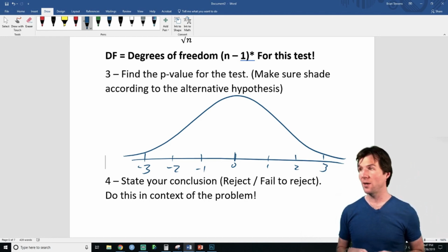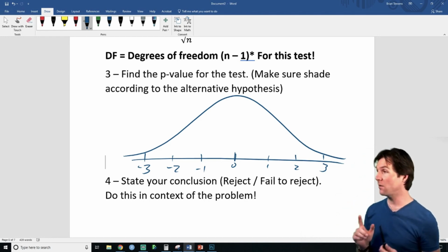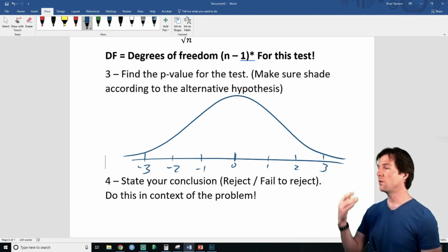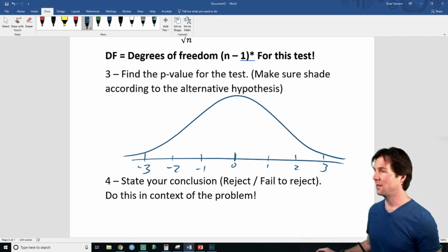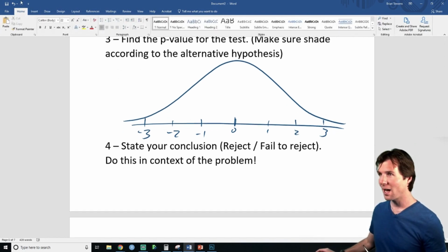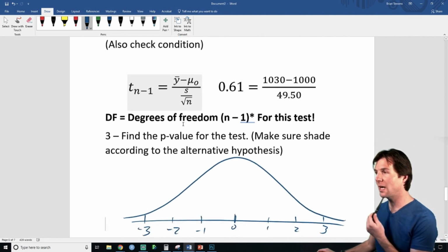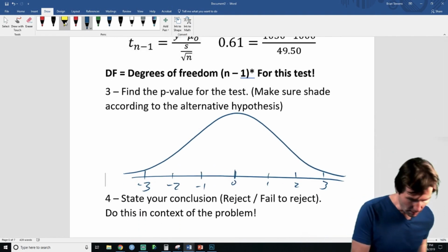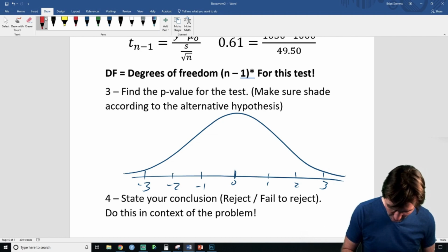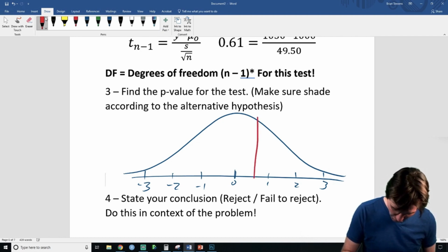So what do we have going on right here? We need to find the p-value. That's the whole goal of this. We need to find the p-value by plotting it. Now this one's going to be tricky. How are we going to find this p-value? Step 3, find the p-value. Well, I need to plot that, okay? So I'm going to plot right here at 0.61.